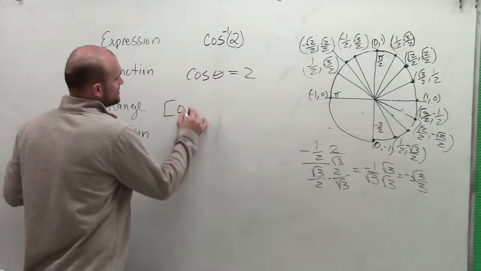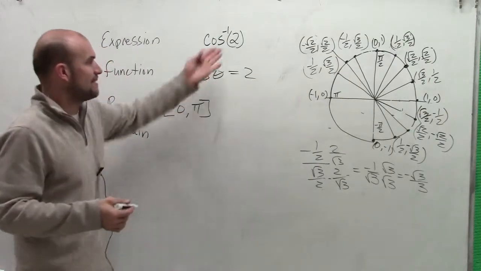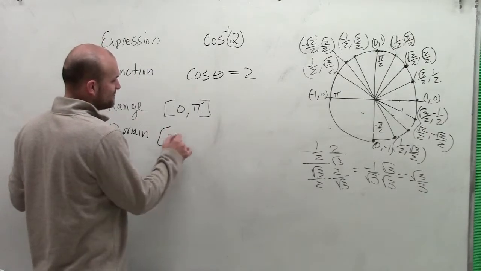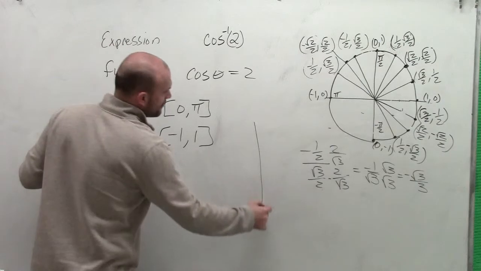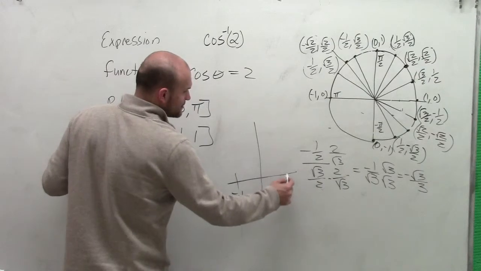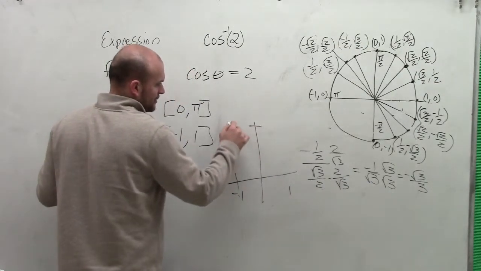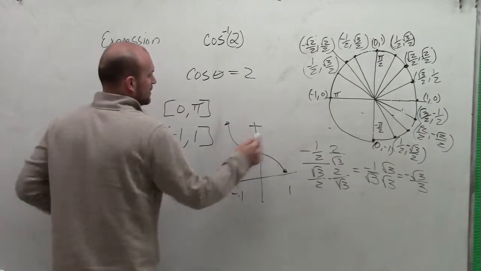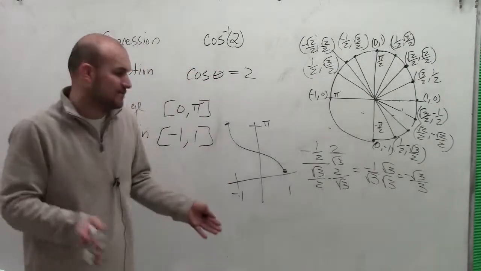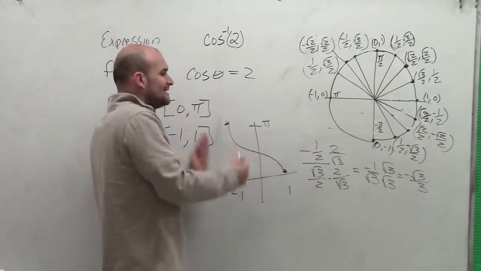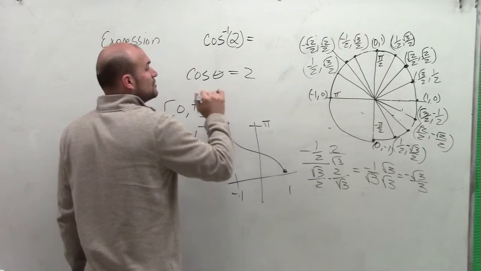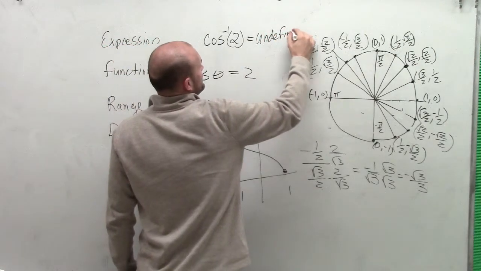Now we know the range has to be between 0 and pi. That means the angle that I'm going to evaluate for has to be between 0 and pi. But my domain, we need to remember the domain has to fall between -1 and 1. Because remember, when we looked at our graph, the domain was between -1 and 1, where the graph went something like this up to pi. So our domain, that means when we want to evaluate the inverse cosine function, our input value has to be between -1 and 1. So therefore, taking the inverse cosine of 2 is undefined.